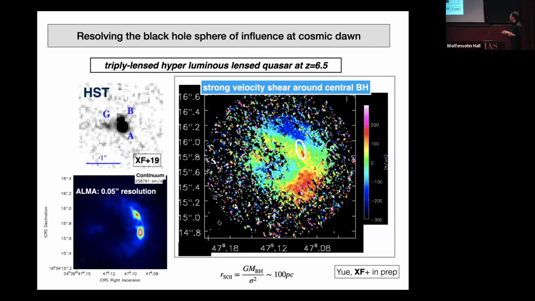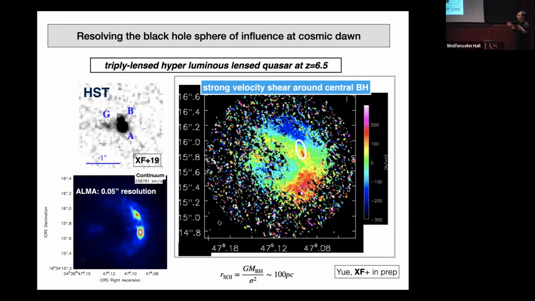It was a triply lensed quasar at redshift 6.5. Because of the strange configuration of the lensing system, this object is actually magnified by a factor of 50 in optical wavelength. So it's actually the brightest object at high redshift across almost the entire wavelength range. It's very bright in optical, infrared, submillimeter, and everything. That allows you to do very high signal-to-noise observations even at the highest resolution. And because of the lensing magnification, you get an extra boost in spatial resolution as well. So we can resolve this object at a spatial scale of about 50 parsec at redshift 7. And that's just a lot.